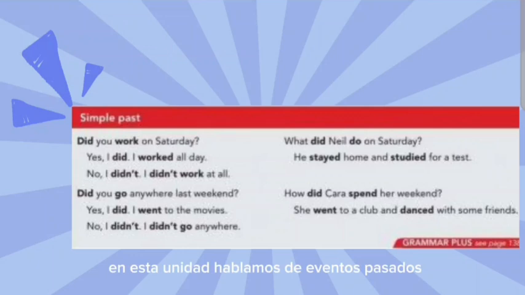In this unit, we talk about past events, give opinions about past experiences, and talk about vacations.